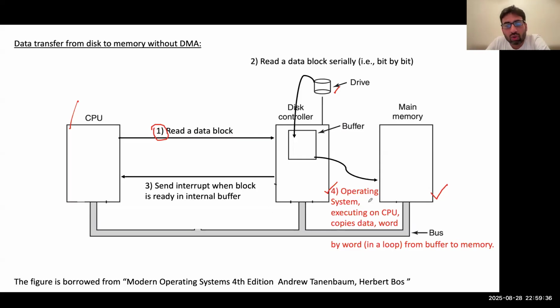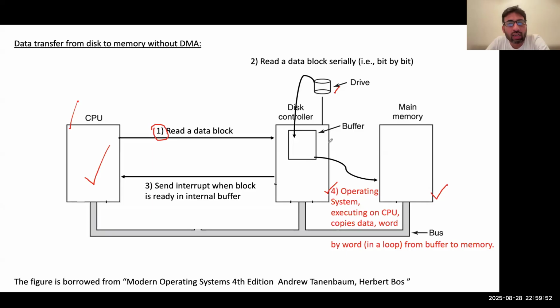And since those iterations are executed by the CPU, it means that your CPU is busy. It is busy copying the data from the local buffer of the disk controller to the main memory. So it cannot do anything else, right?